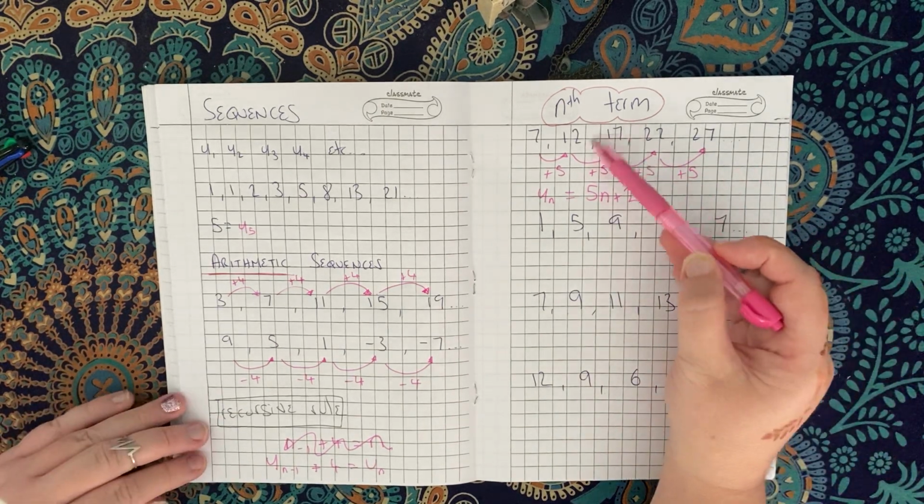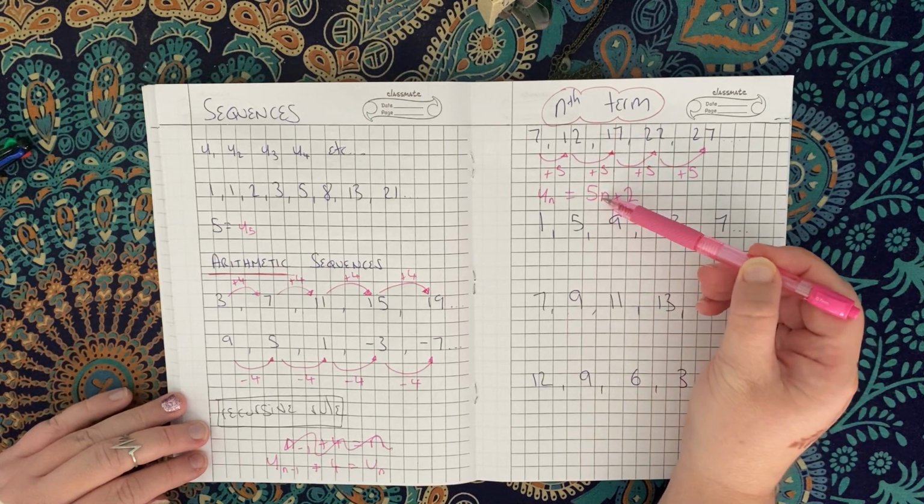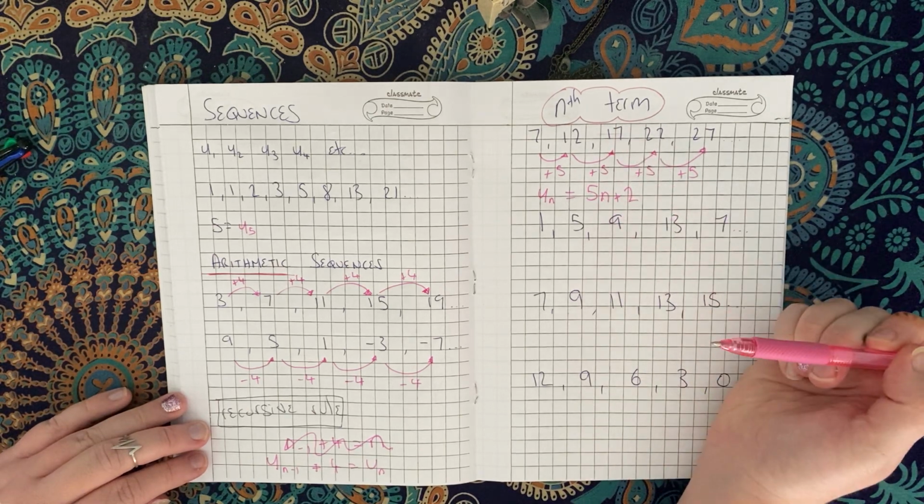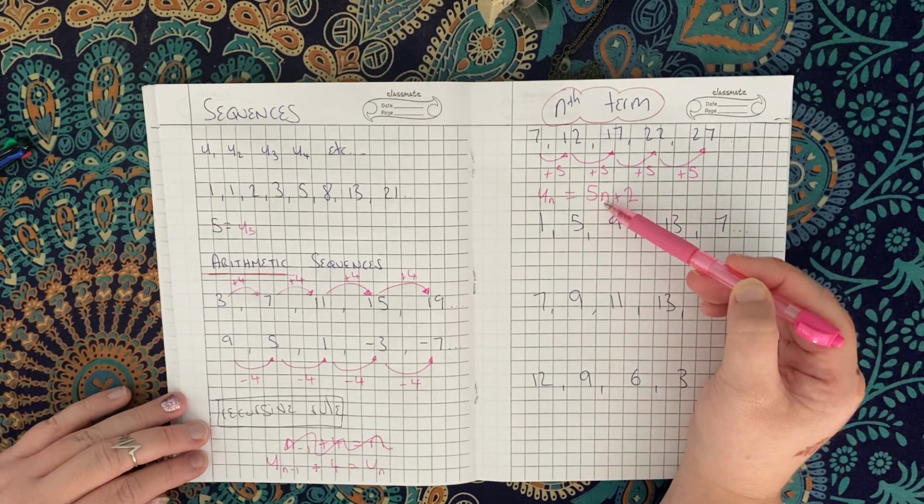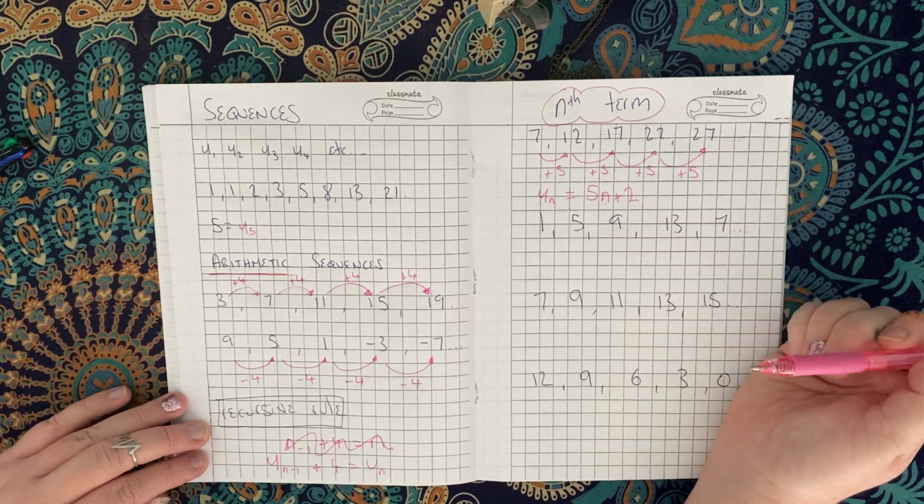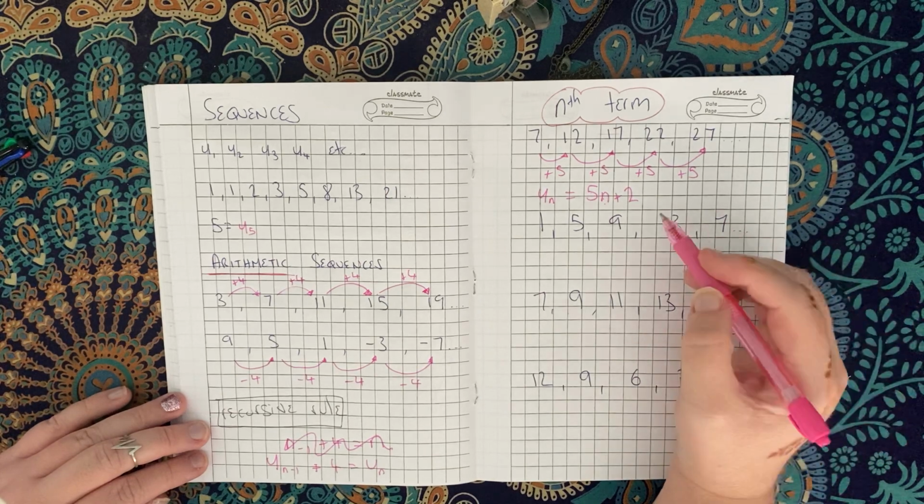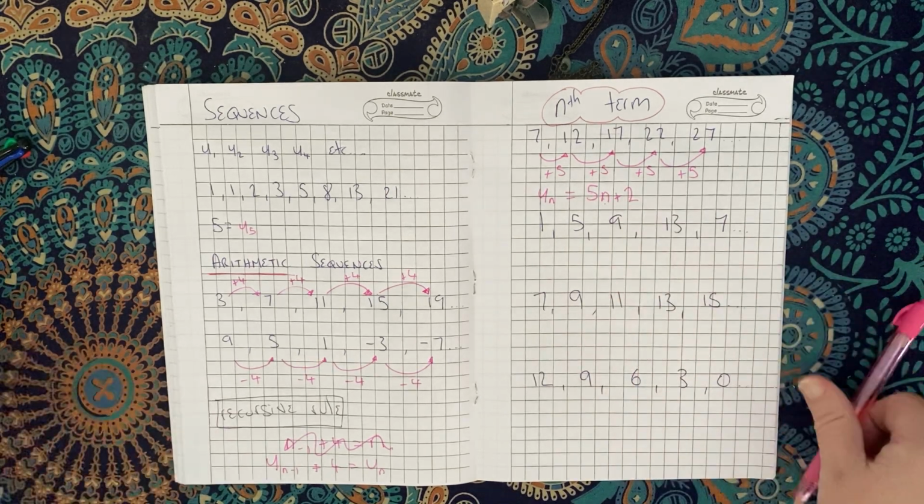So if I just pick the third term, I would do 5 times 3 is 15, plus 2 is 17. It works. Why don't I try this one? So this is the fifth term, so 5 times 5 is 25, plus 2 is 27. It works really well. But if you want to know how to get this, well, guess what?